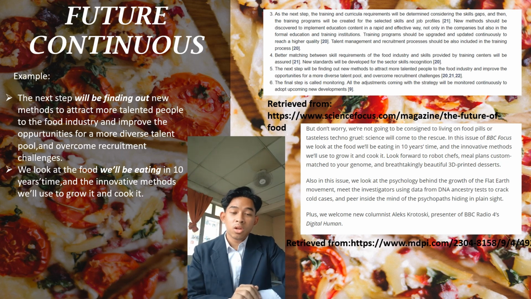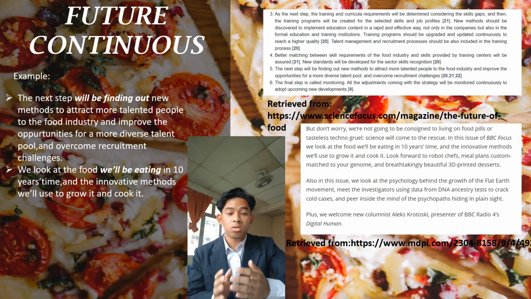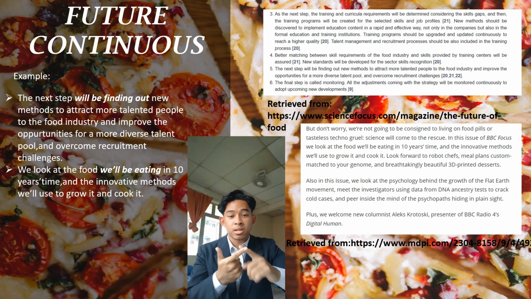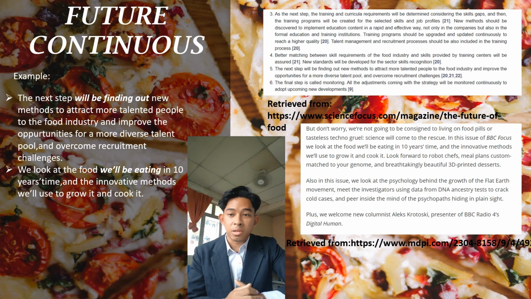So let's continue. This is the future continuous tense. What is future continuous tense? Future continuous tense is a verb tense that shows an ongoing action in the future. How do we determine that a sentence is using future continuous tense? The sentence must have "will be" plus the present participle of the verb. Let's look at the examples.